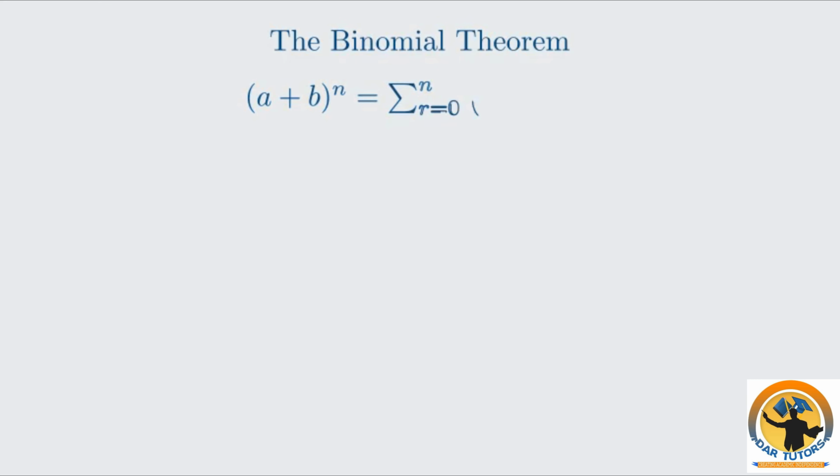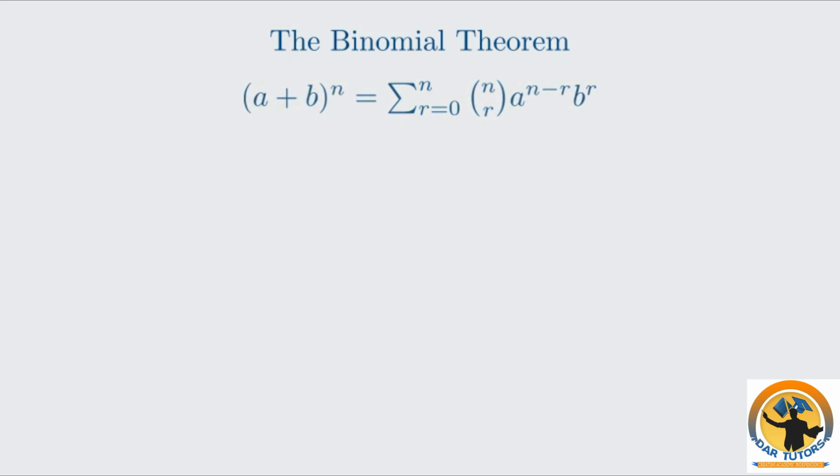While Pascal's triangle is great for small powers, it becomes cumbersome for larger ones. For example, expanding (a + b)^12 would require building 12 rows of the triangle. This is where the binomial theorem comes in. It provides a general formula for any positive integer power, n. The theorem states that the expansion of (a + b)^n can be written as the sum from r equals 0 to n of the binomial coefficient, n choose r, times a^(n-r), times b^r.